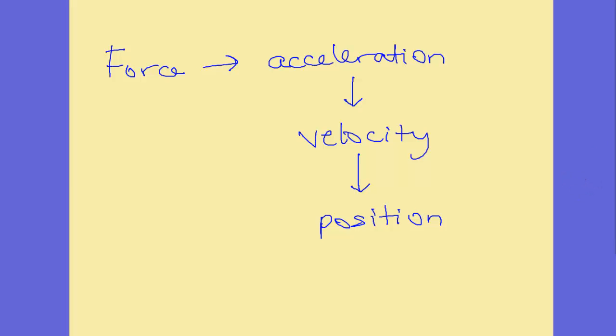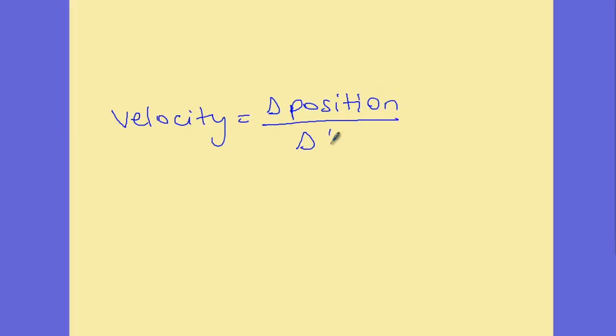So what exactly are these relationships? Well, we know that velocity is the same thing as a change in position. That's the delta symbol, it means change, over a change in time. We could write that more succinctly as v equals change in position.